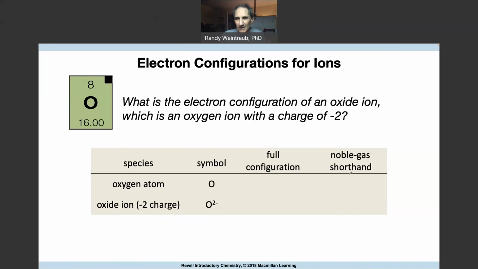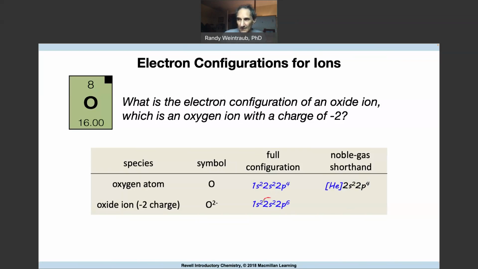Oxygen's atomic number is 8, so the neutral atom has the electron configuration shown here in blue, or in noble gas shorthand shown to the right. Oxide ion has a 2- charge, so we have 2 more electrons than the neutral oxygen. Its new electron configuration is shown there: 1s2, 2s2, 2p6, the electrons gained by the atom, now an ion.